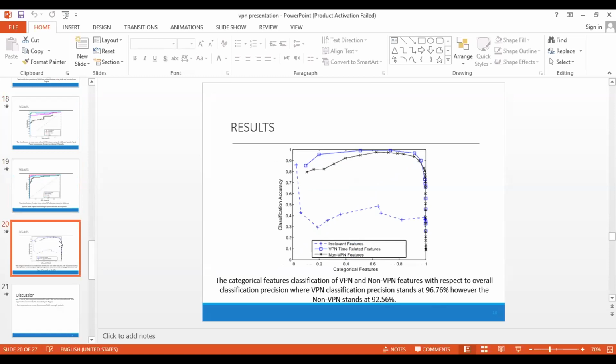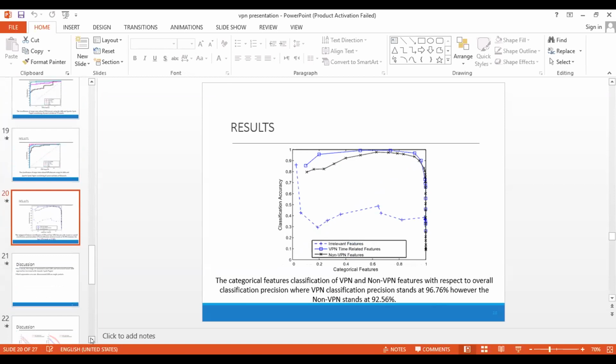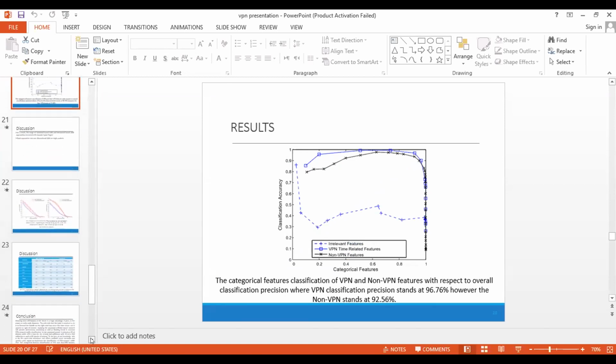figure, the categorical feature classification of VPN and non-VPN feature with respect to overall classification precision, when VPN classification precision stand at 96.76%. However, the non-VPN stand at 92.56%.